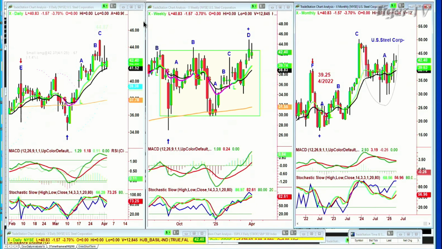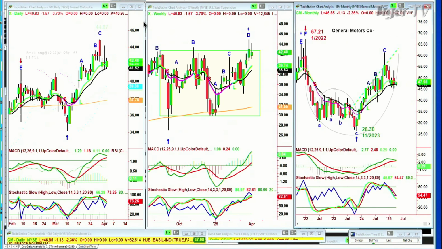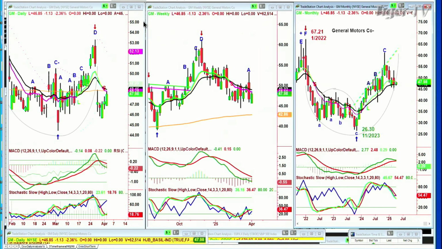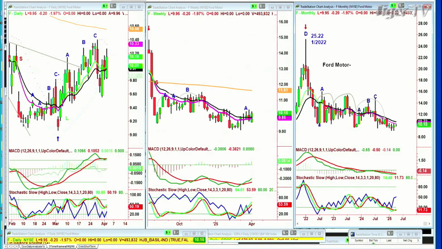You've got General Motors. Where's General Motors right now? Down $1.13 at 46.85, having gapped down huge from the 53. It's just 6 sessions ago, and plummeting to the 45s, and now it's trading at 46.85. Ford should be a beneficiary. Where is it? It's down only 20 cents, but it's 1.97% down at 9.95. So this is a work in progress.